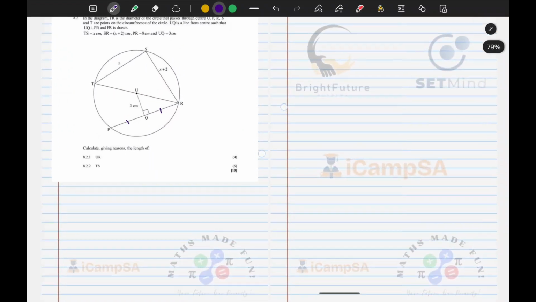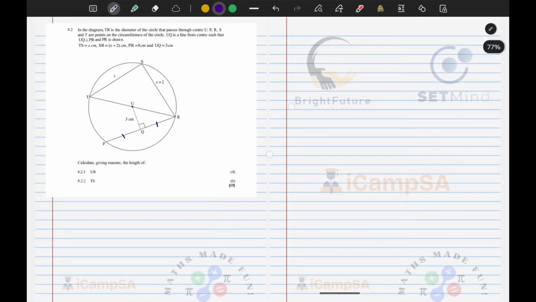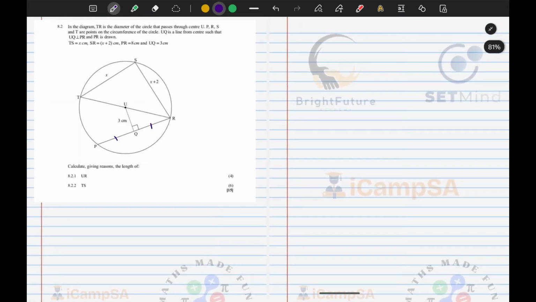So now let's look at 8.2. In the diagram, TR is a diameter.